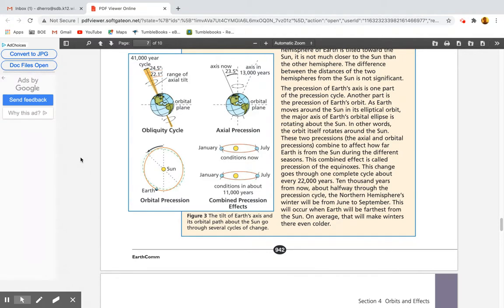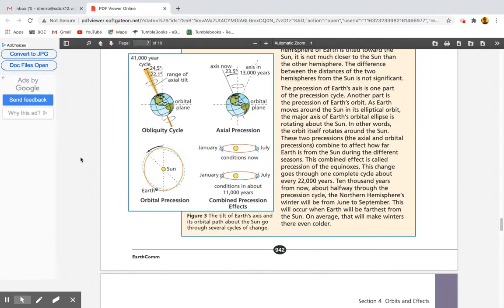These two precessions, the axial and orbital precessions, combine to affect how far Earth is from the Sun during the different seasons. This combined effect is called precession of the equinoxes. This change goes through one complete cycle about every 22,000 years.